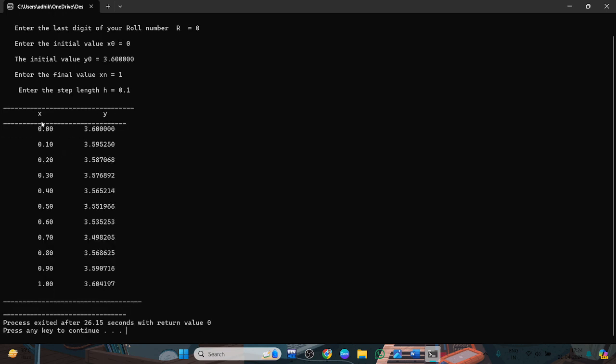So this is the table of x and the corresponding value of y for this initial value x0, corresponding y0, and step length 0.1, and then 0.2, 0.3, 0.4, 0.5, 0.6 and up to 1. So the value of y at the point x equal to 1 is equal to 3.604197, and this is the programming.